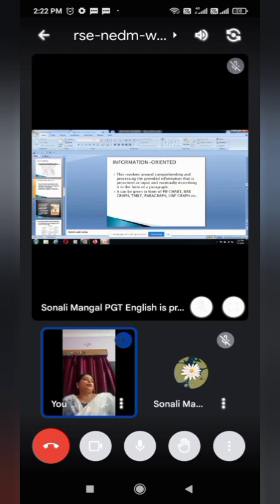Information oriented. This revolves around comprehending and processing the provided information that is presented as input and eventually describing it in the form of a paragraph. It can be given in the form of pie chart, bar graph, table, paragraph, line graph, etc. As you are students of maths also, so definitely you are well aware about what is a bar graph, what is a pie chart, how does a table look like, right?